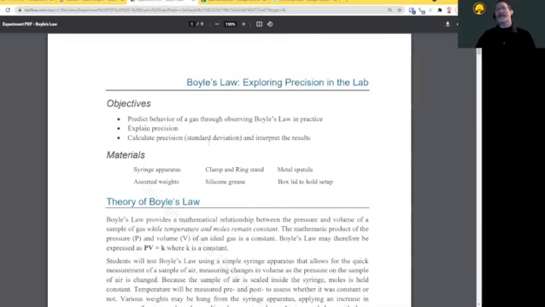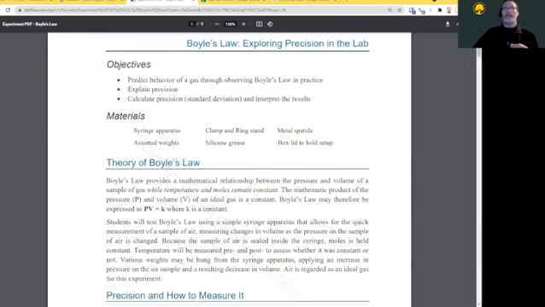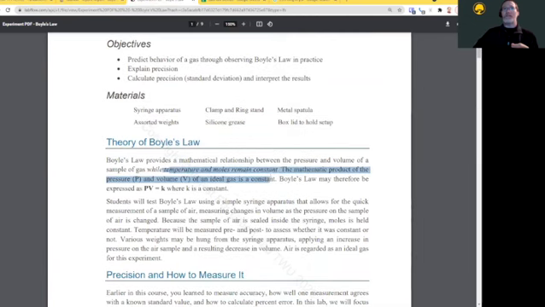The very first thing you'll see in LabFlow is the PDF, and you must read this. This is going to give you all kinds of information for every single lab that we do, but in particular for this lab, it provides a lot of information that you need. So it explains Boyle's law here, that as long as the temperature and the amount of gas remain constant, P times V is a constant. Okay, so we're going to test it.